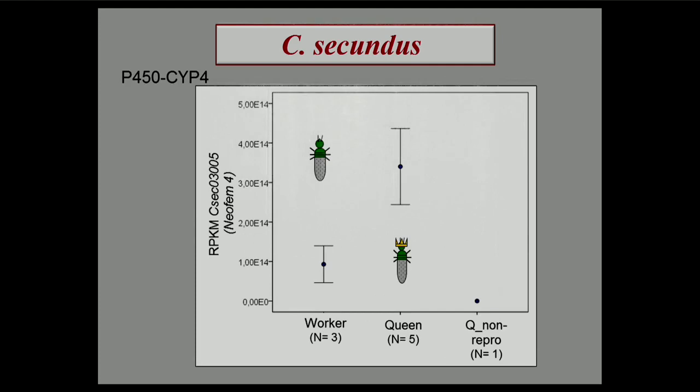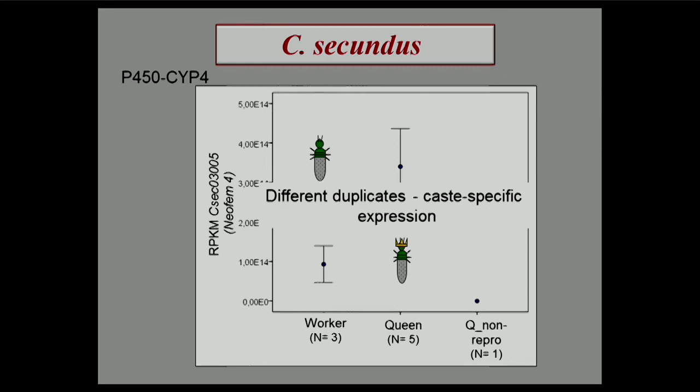And now, like our NeoFEM4 gene, as we have seen already before, this is really queen-specifically expressed and not expressed in non-reproducing individuals. So from this, we could see that we obviously have duplications in the genomes of these termites, and we have caste-specific expressions of these genes, but that the caste specificity seems to be different when we compare Cryptothermes secundus with Zootermopsis nevadensis.